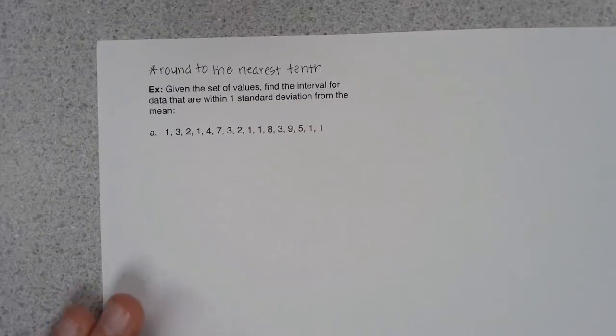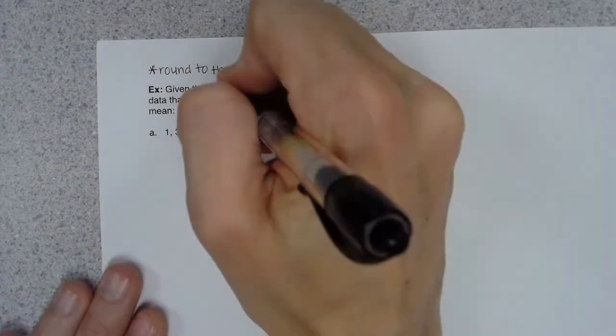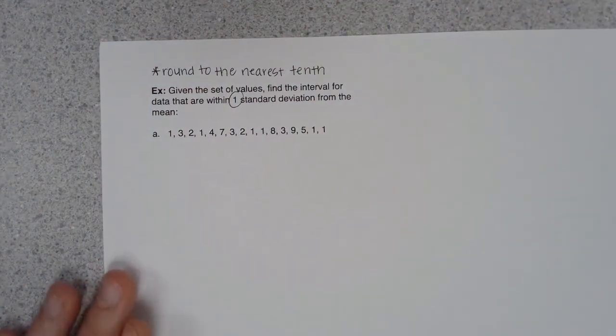So on the second page of the notes for today, the questions are worded similarly. It says, given the set of values, find the interval for data that are within 1 standard deviation from the mean. So for this one, we just need to find it within 1 standard deviation. But notice how the question is different.